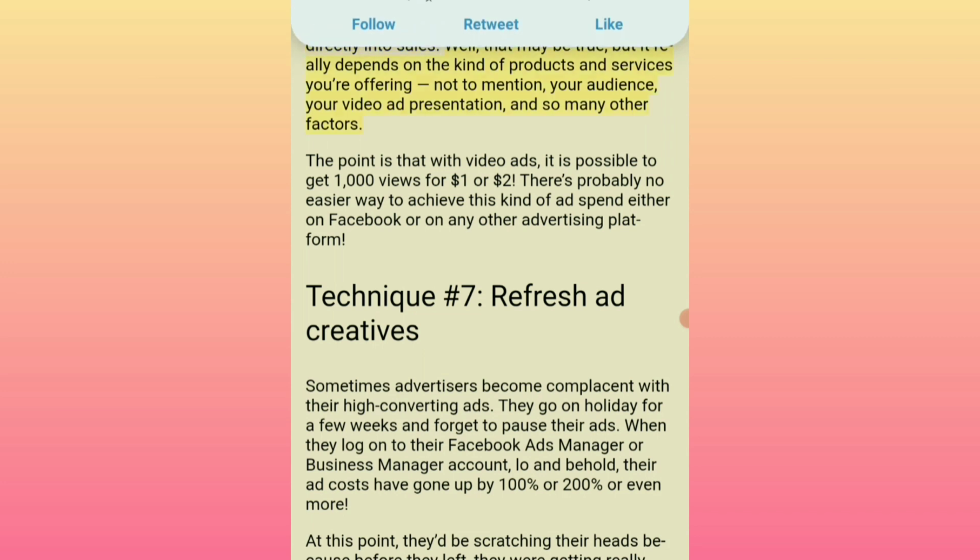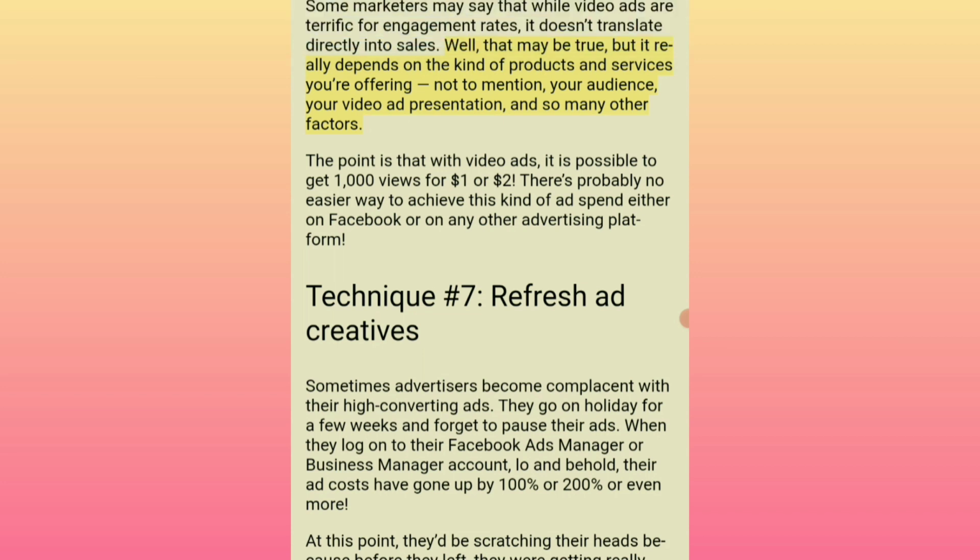Sometimes advertisers become complacent with their high converting ads. They go on holiday for a few weeks and forget to pause their ads. When they log on to their Facebook Ads Manager or Business Manager account, lo and behold, their ad costs have gone up by 100% or 200% or even more.